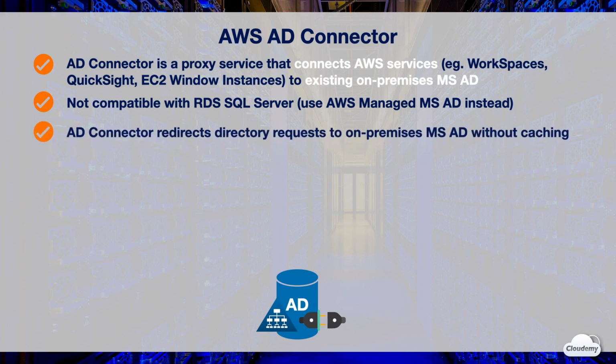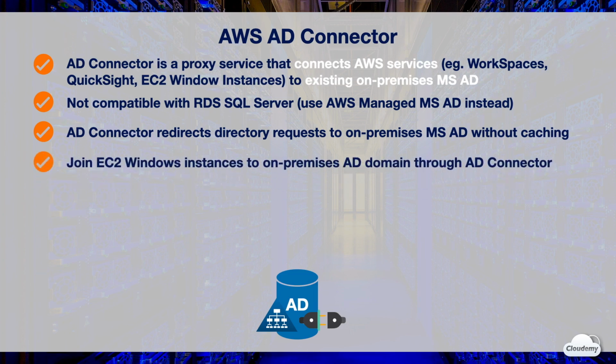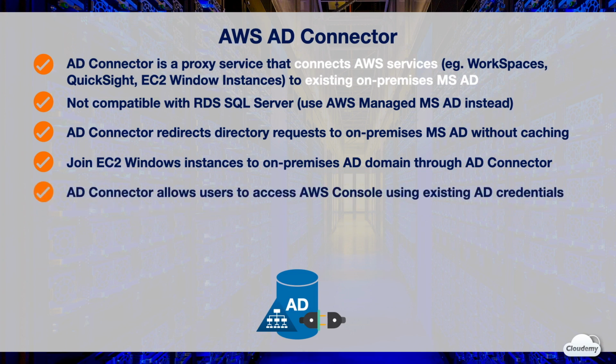AD Connector is a directory gateway that redirects directory requests to your on-premises Microsoft Active Directory, without caching any information in the cloud. When users log into the AWS applications, AD Connector forwards sign-in requests to your on-premises Active Directory domain controllers for authentication. You can also join your EC2 Windows instances to your on-premises Active Directory domain through AD Connector using Seamless Domain Join. AD Connector also allows your users to access the AWS Management Console and manage AWS resources by logging in with their existing Active Directory credentials.